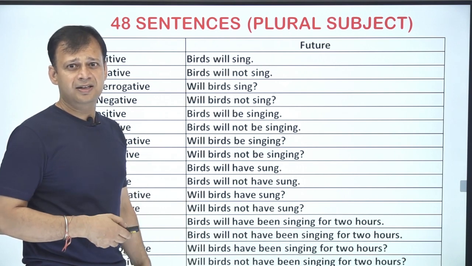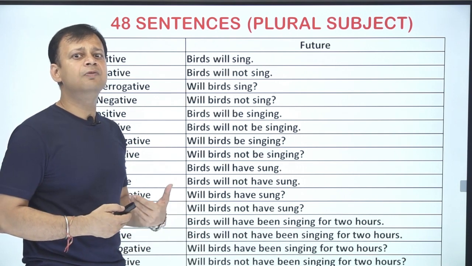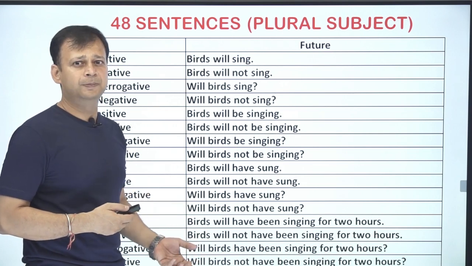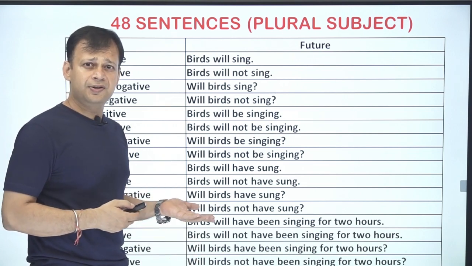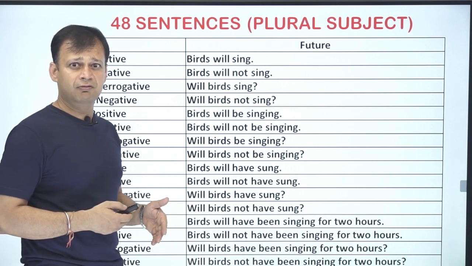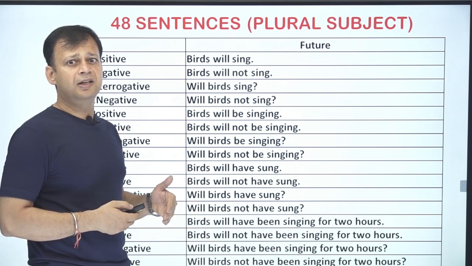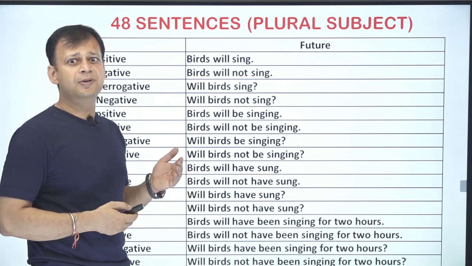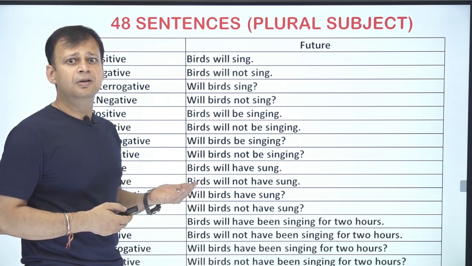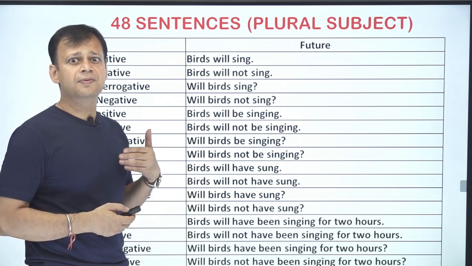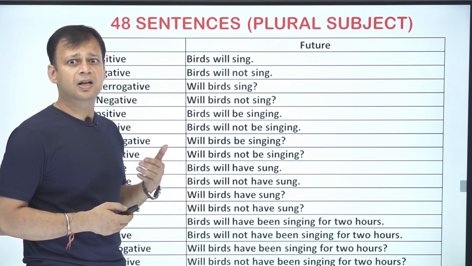And in case of future, as I have told you, the structure should be seen very carefully and practiced thoroughly. So birds will sing, birds will not sing. Will birds sing? Will birds not sing? Birds will be singing, birds will not be singing. Will birds be singing? Will birds not be singing? Birds will have sung, birds will not have sung. Will birds have sung? Will birds not have sung?